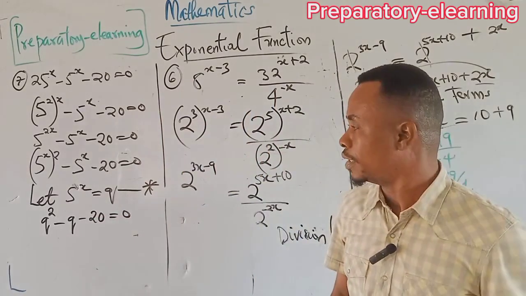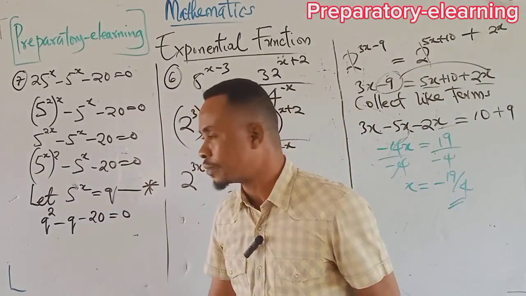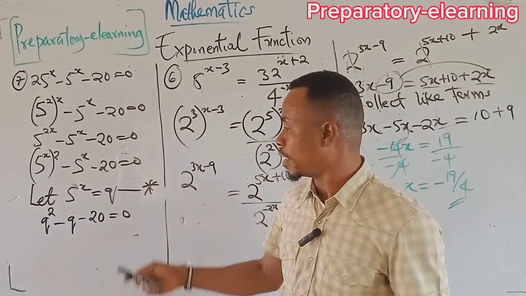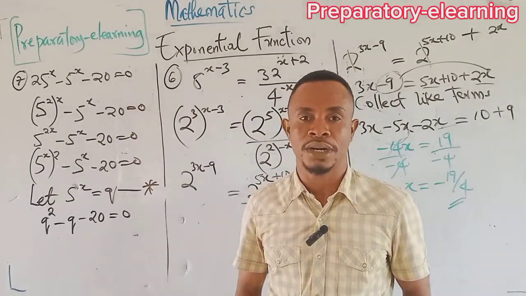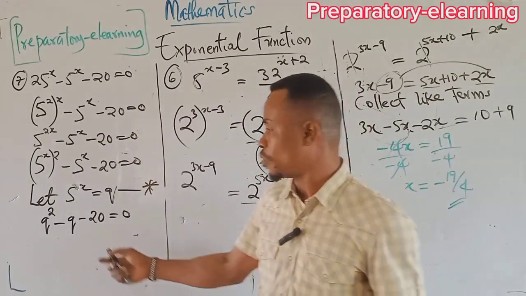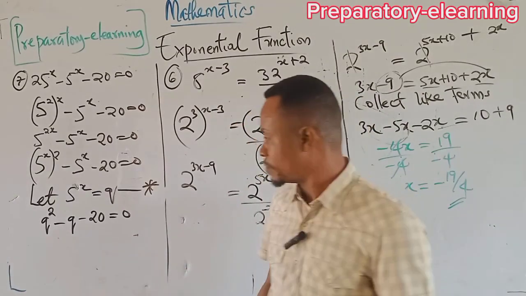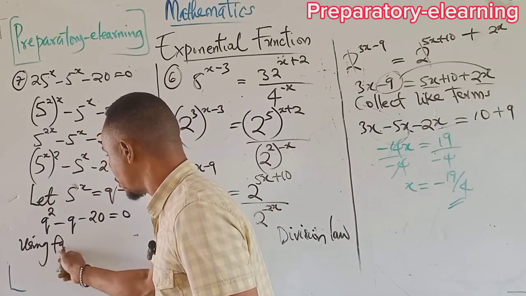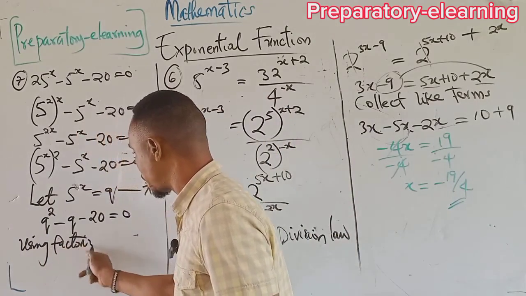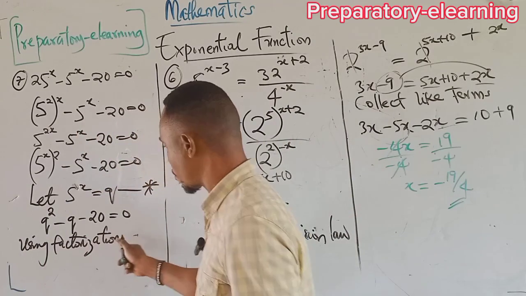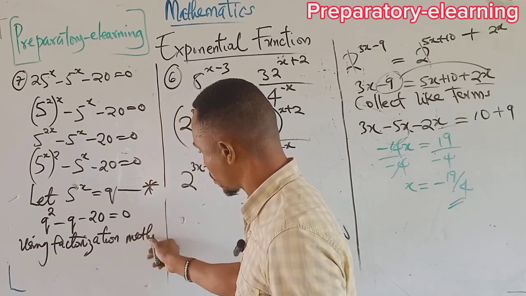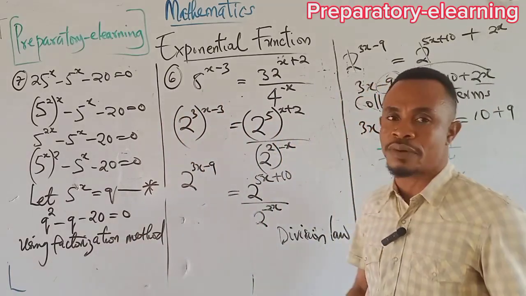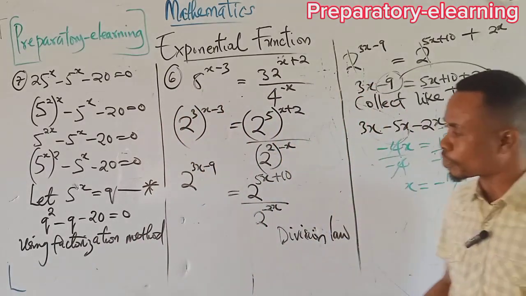How do we solve that? This is now our quadratic equation. We can use different methods to solve, be it the factorization method, the formula method, or completing the squares. In this one, let us use the factorization method. Let's see how we can solve that. Now, in applying the factorization method, what do we do?